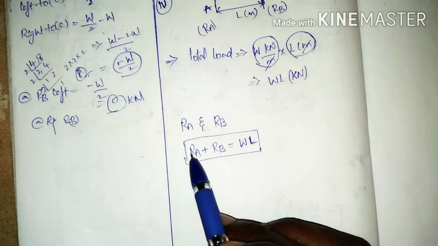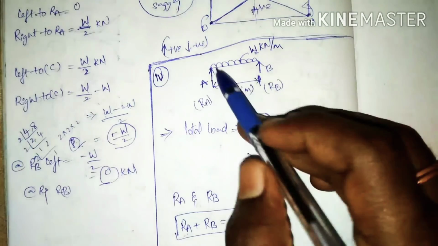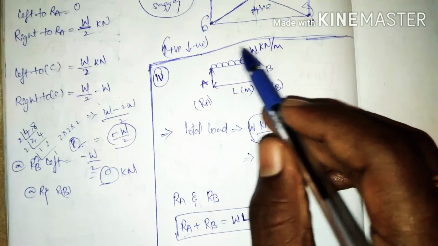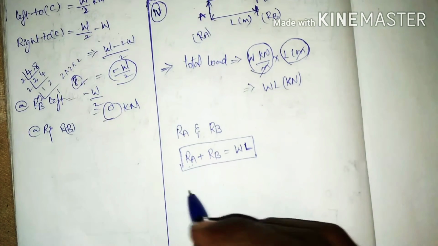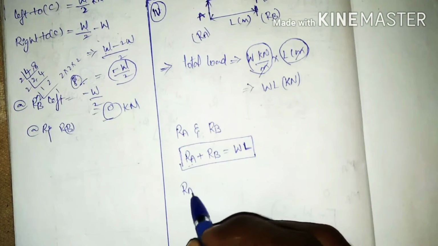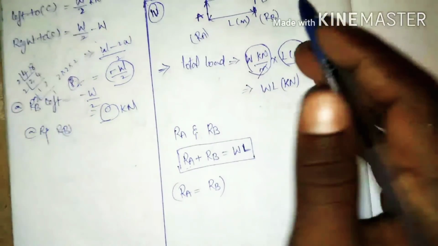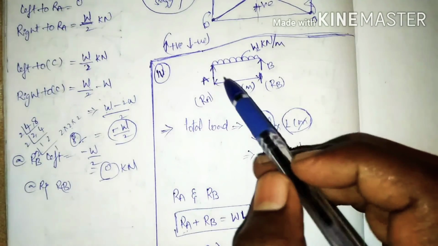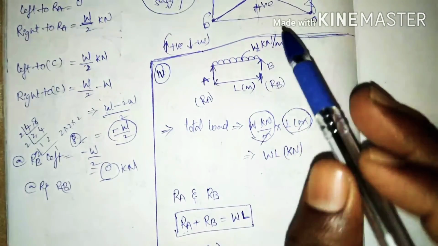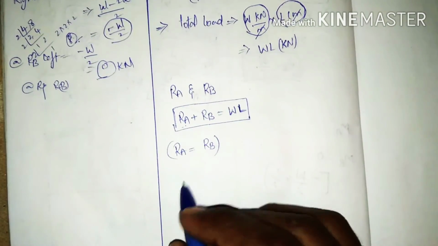Here we don't know the individual reactions RA and RB. Since we have a load over the entire span, it is symmetrically loaded. Since there is no other load, only a UDL acting over the entire span of the beam, RA is equal to RB.